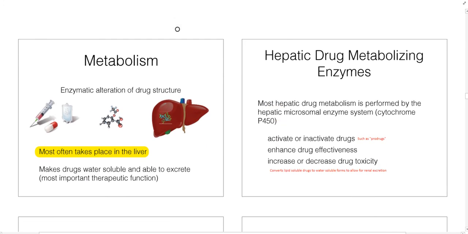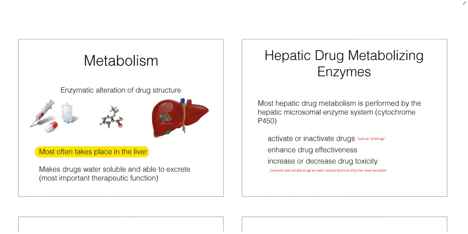All drugs will be metabolized. No, that's not true. A lot, if not most drugs, will be metabolized at some point. Metabolism is simply the enzymatic alteration of the drug structure to help with elimination. Most of the time it takes place in the liver, and it helps to make the drugs more water soluble and able to be excreted through the kidneys. We want that because we don't want drugs that we give people remaining in their systems forever, causing problems.